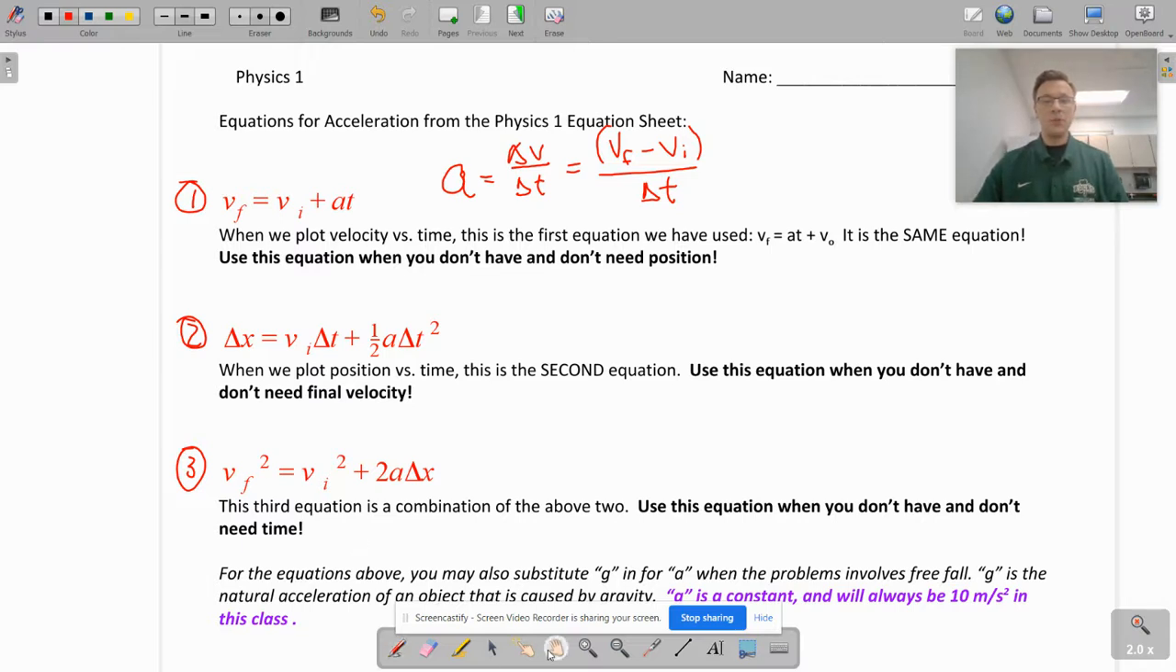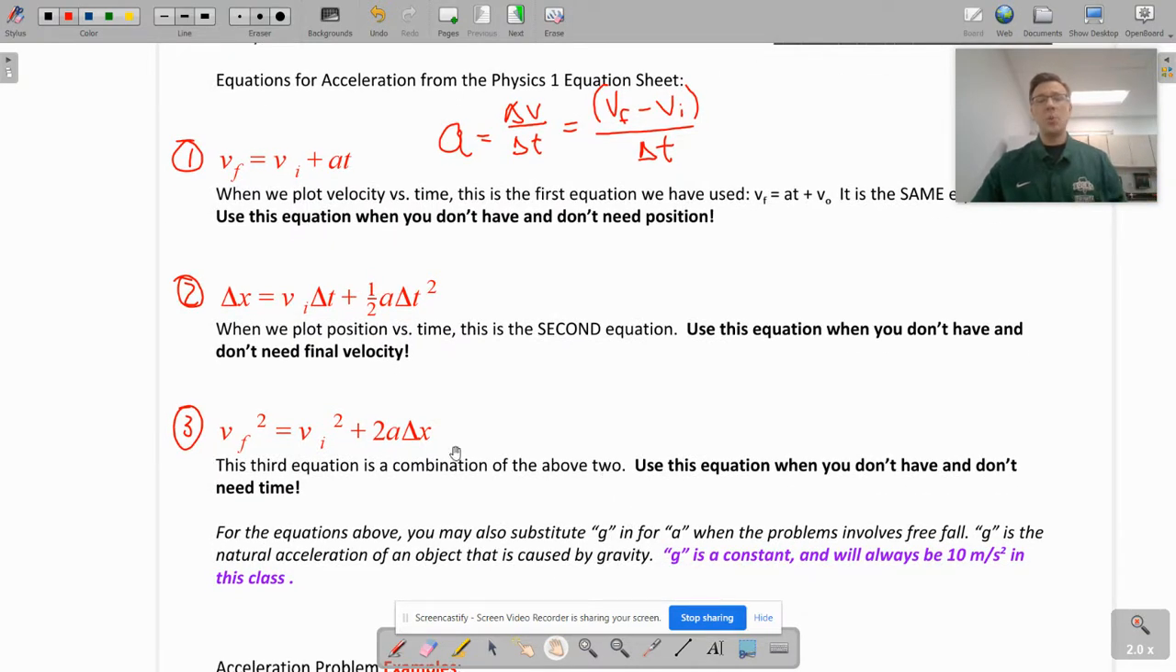One thing to talk about is that in all of these equations, delta x is a horizontal change in position. If a problem is vertical, like something falling or something thrown up in the air, you can change delta x to delta y, which is a vertical change in position. We can also substitute the letter g for a. g is a constant called the acceleration due to gravity, the natural acceleration of an object in free fall. Free fall refers to an object that's dropped or thrown up in the air. The definition of free fall is that the only force acting on the object is gravity.